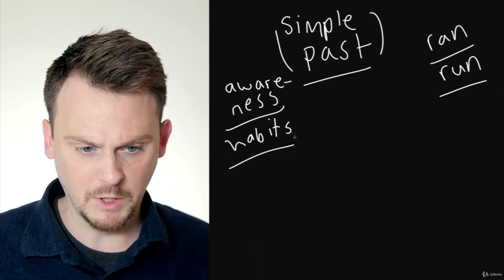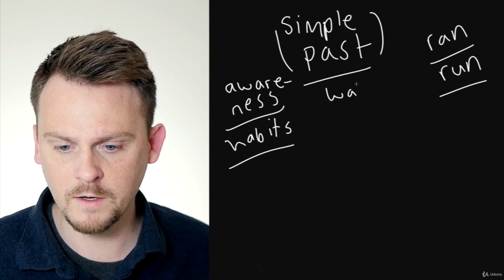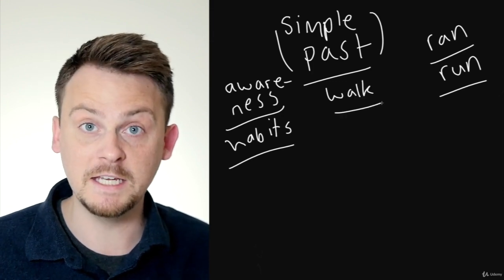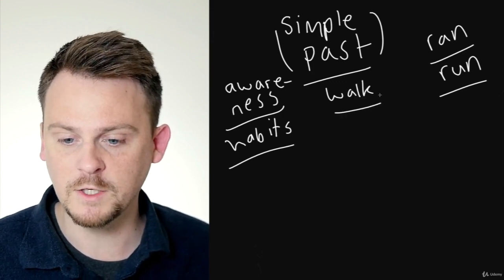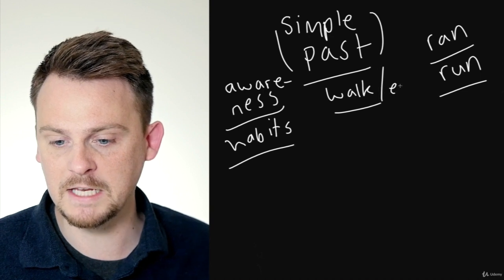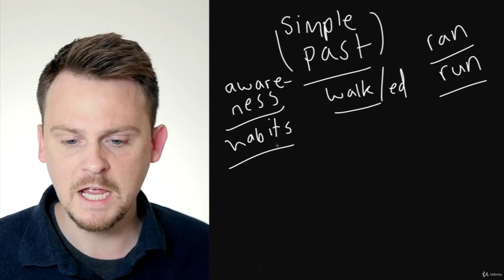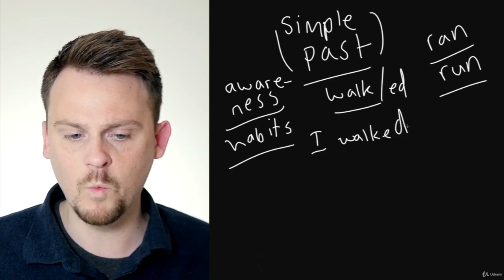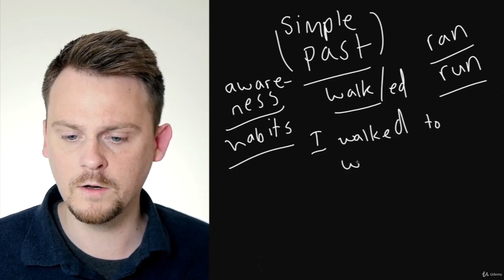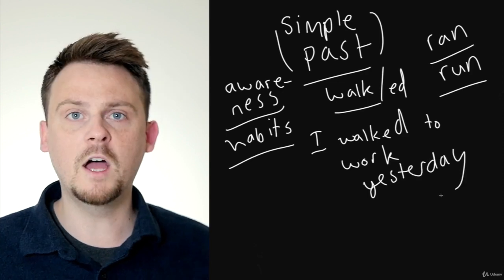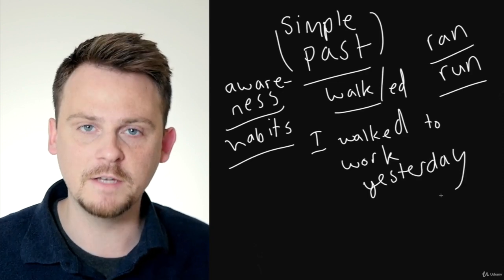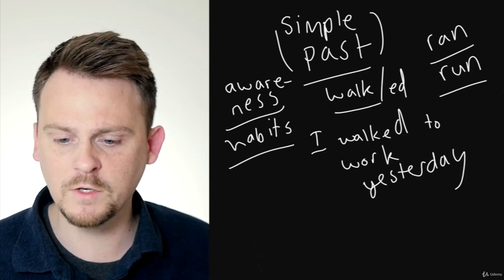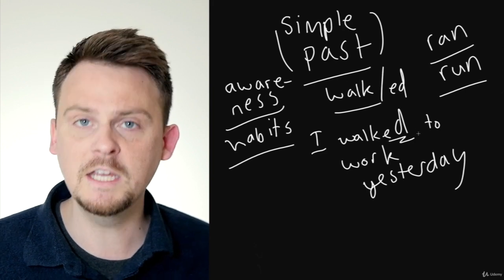Okay. So some examples. Let's take walk. Okay, walk is ed. This is a regular one. So to make walk the past tense, we just add ed. No problem. Very easy. These are super easy. I walked to work yesterday. Piece of cake. That means something is very easy, right? It's a piece of cake. I walked to work yesterday. Change that to ed and we're fine.